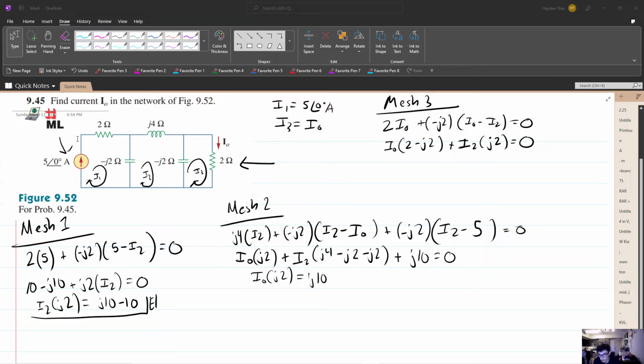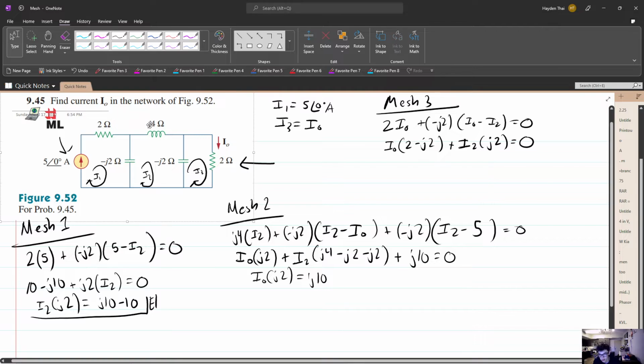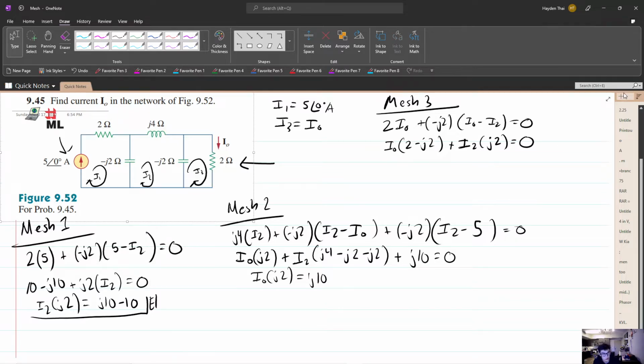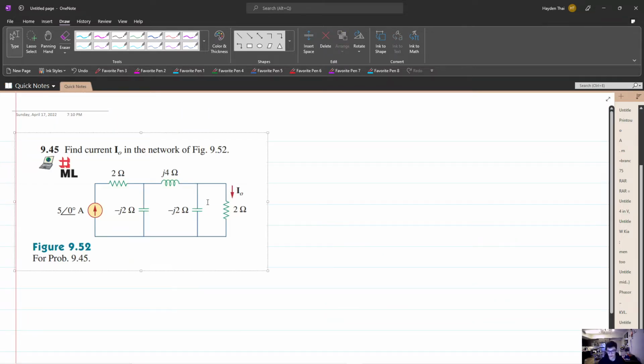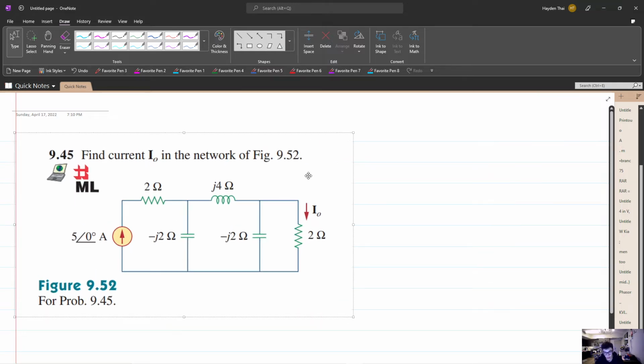Hey guys, so we're gonna be doing 9.45 today. Okay, so we're trying to find the current on the right hand side. First thing we do when we're trying to find I naught, because it's a big I, we know that that's gonna be our phasor value. So it's gonna look something like x angle y, right?